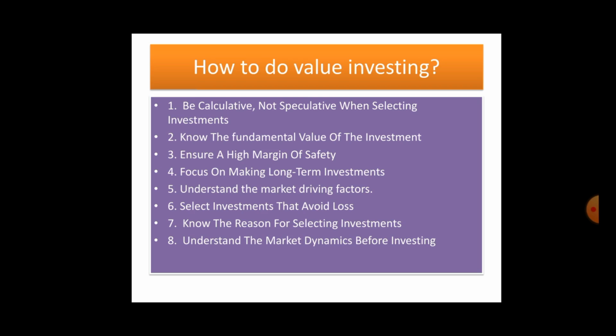Coming to number three, that is to ensure a high margin of safety. The difference between the current market price and intrinsic value of a stock is called its margin of safety. For example, if a stock is currently trading at $100 and its intrinsic value is $95, then the margin of safety for the stock is 5%.